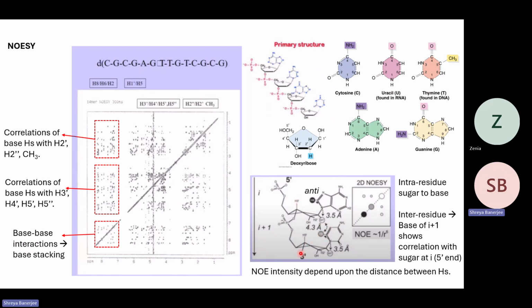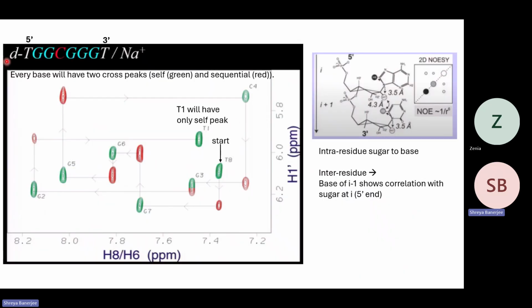So if we take 2 consecutive residues, 3 NOESY cross peaks are expected. Each base will have 2 cross peaks. If we look within the same residue, there will be 2 cross peaks. One is with itself, this 3.5 angstrom, and one is with the next one, that is 4.3 angstrom.